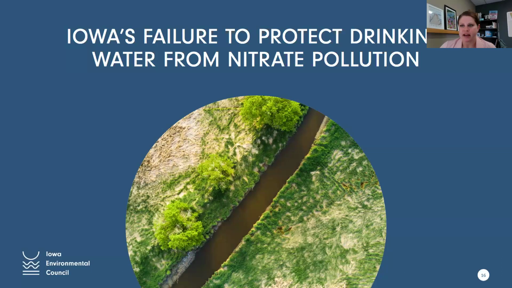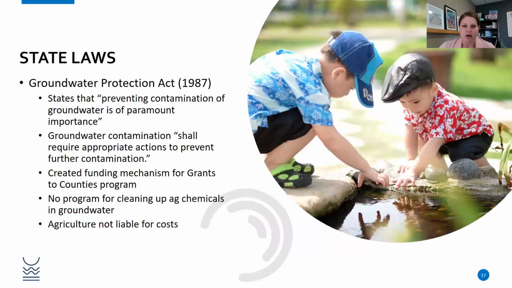So what has Iowa done to try to address nitrate pollution? I'm going to give an overview of the state laws and programs that we have to try to address this problem and talk about how they just haven't been able to really help with the situation that we find ourselves in. So one of the laws that you might look to is the Groundwater Protection Act.